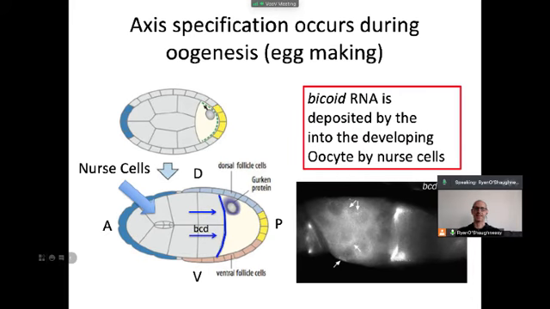And for our anterior posterior axis, just so you can get a feeling, bicoid RNA is deposited at the border of the nurse cells with the developing oocyte. So bicoid RNA is deposited into the developing oocyte by these nurse cells. So bicoid is produced by these nurse cells, and it then gets deposited into the developing oocyte.